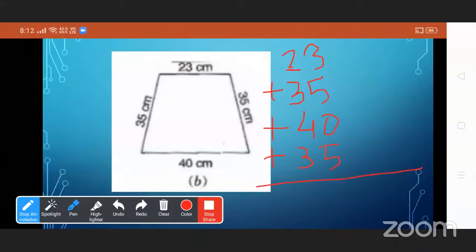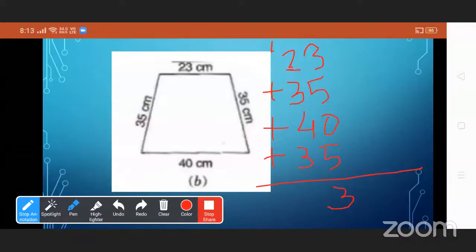Okay, now do the addition. 5 plus 3, 8. 8 plus 5 is 13. So we have 3 here and carry the 1 here, na? Yes. Now 2 plus 3, 5.